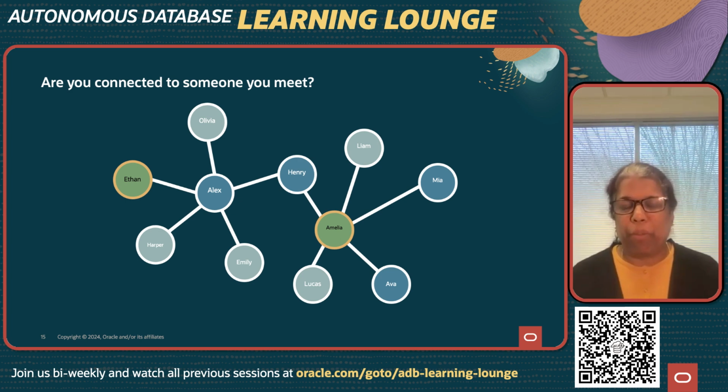And the relationships between us is basically who knows whom and how. And that helps you look at your data in a different way and kind of ask different questions of your data more easily, perhaps than you can when compared to the rows and column organization. So for example, here we can ask the question, is Ethan connected to Amelia?